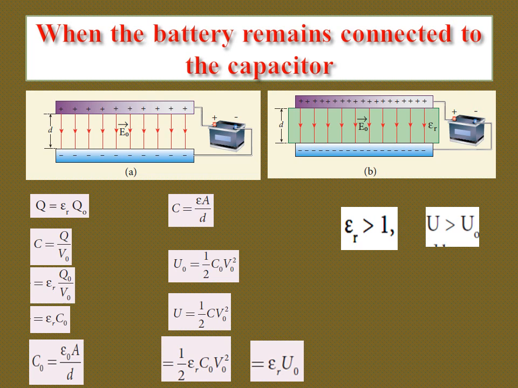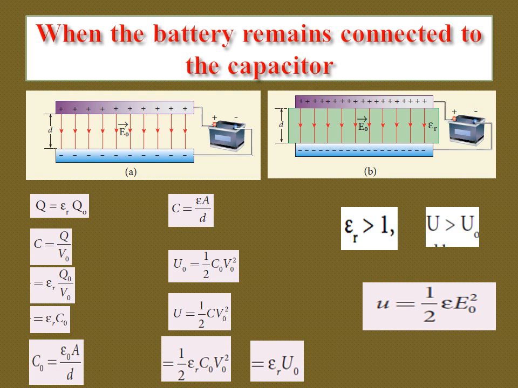So in this case it must be noted that since the voltage between the capacitor V naught is constant, the electric field between the plates also remains constant. And the energy density is given as U is equal to half epsilon into E naught squared. Okay, and epsilon, I hope you know, is the permittivity of the given dielectric medium.